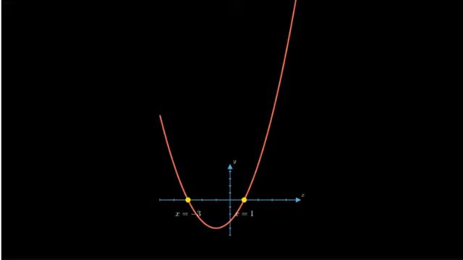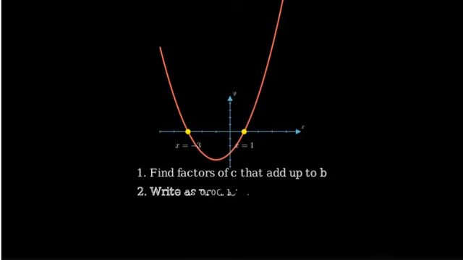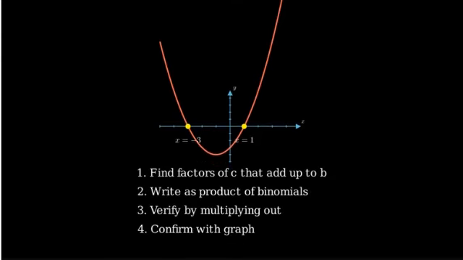In conclusion, we've factored the quadratic expression x squared plus 2x minus 3 into the product x plus 3 times x minus 1. We did this by finding two numbers that multiply to give us the constant term and add up to give us the coefficient of x. We then verified our answer by multiplying out the factored form and by looking at the graph of the function.